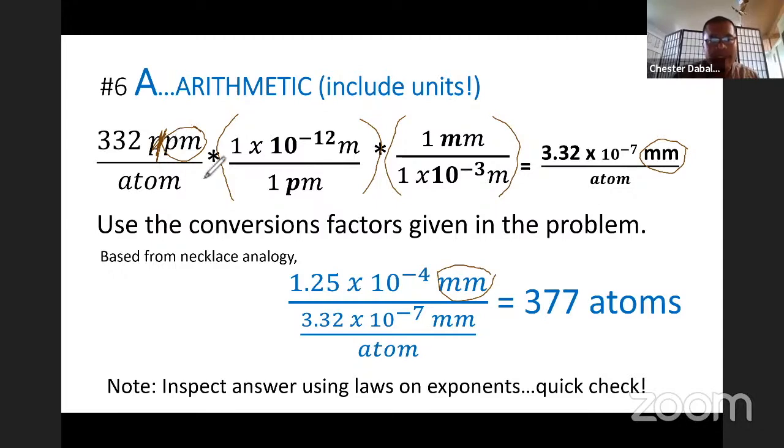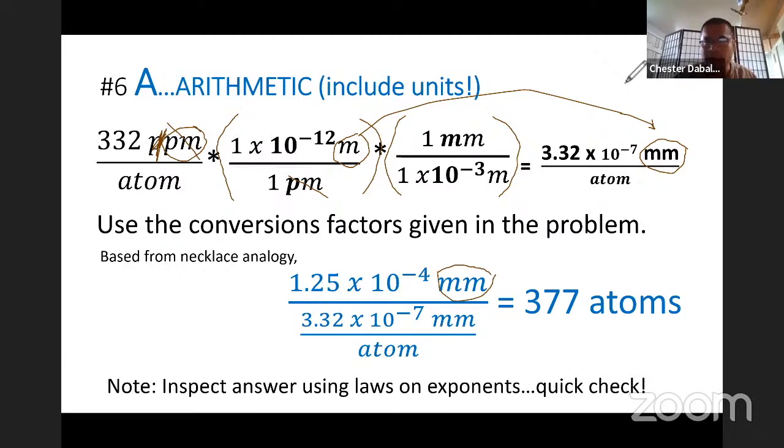So gusto natin ma-cancel yung picometers. Okay? So by doing that, may meters sa taas, okay, sa numerator. Pero hindi naman, we don't need just meters, we need millimeters. So ibig sabihin, kung yung units sa numerator hindi pa rin akma doon sa required, kailangan mo na namang gumamit ng conversion factors. So kung titignan mo yung problem, may dalawang conversion factors na given doon. So ibig sabihin, kailangan mong gamitin. Okay?